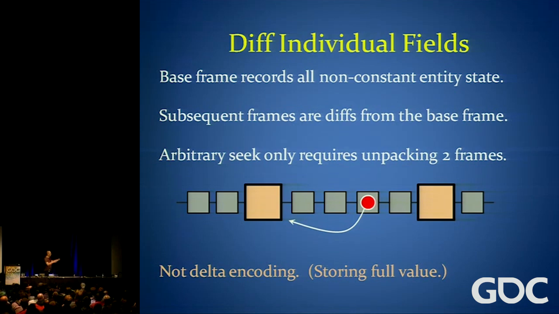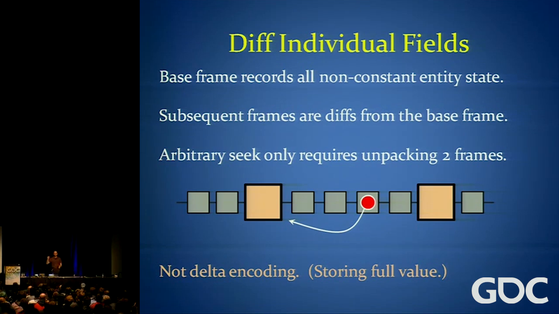Those are the base frames, which behave exactly like I explained before. They contain data for all the entities in the world. So if you wanted to seek exactly to that point in the timeline, you only decode what's in that block and you're done, right? For anything in between, those are smaller blocks that only contain diffs. So if I want to seek to where that red spot is, I have to decode what's in the base frame, and then I have to apply the diffs to the base frame, right?